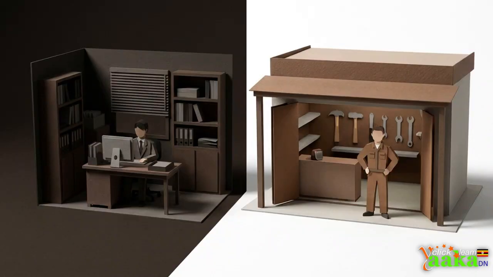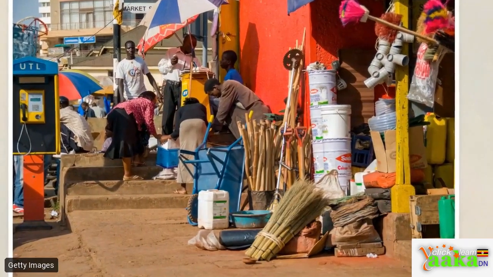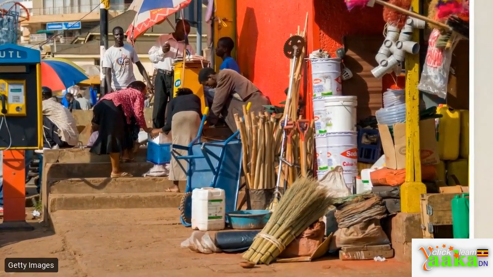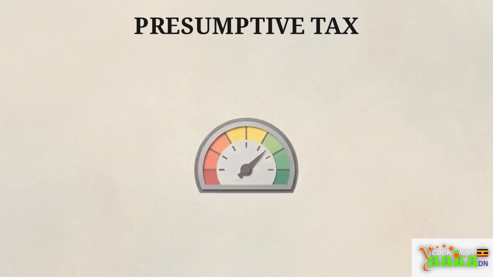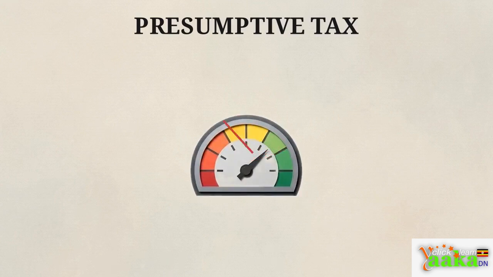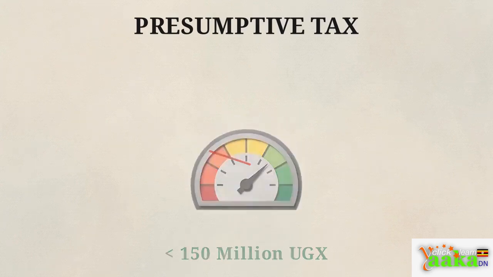While PAYE applies to employees, small business owners face a completely different calculation. The URA recognizes that a neighborhood hardware shop doesn't have the sophisticated accounting systems of a formal multinational corporation. To accommodate this, the government offers the presumptive tax regime. This is a simplified system designed specifically for businesses generating less than 150 million shillings in annual sales.